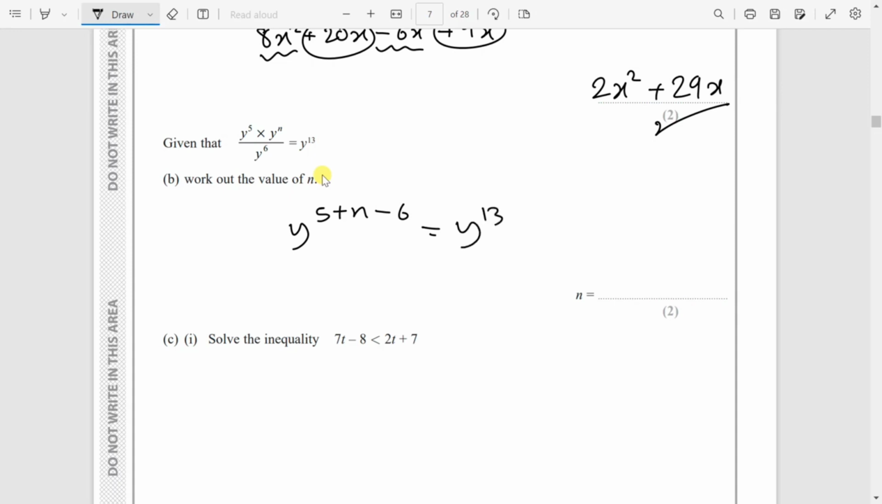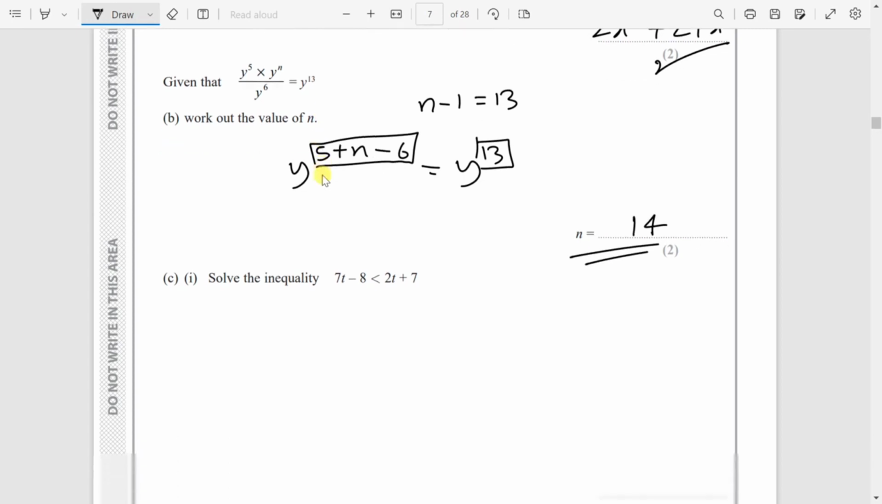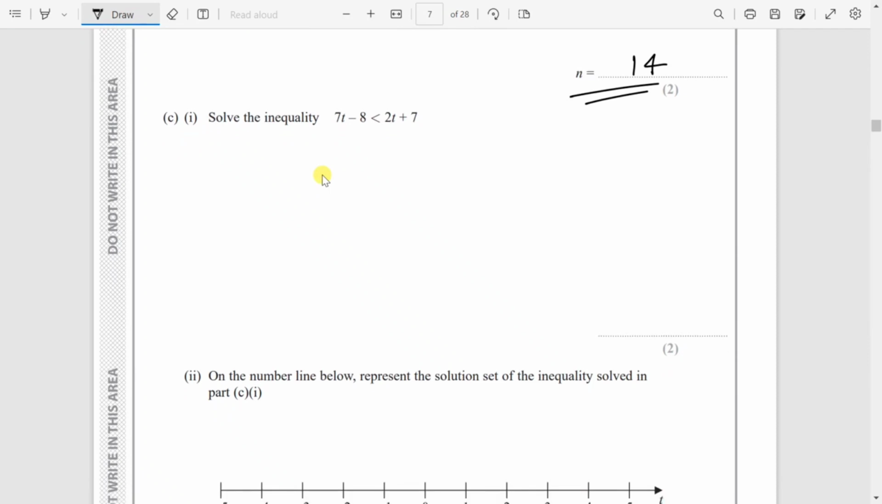Now what this means is that this power has to equal 13. So 5 plus n minus 6 is 13. So let's simplify that. 5 take away 6 is minus 1. So you've got n minus 1 equals 13. Add 1 across, n is 14. Nice.